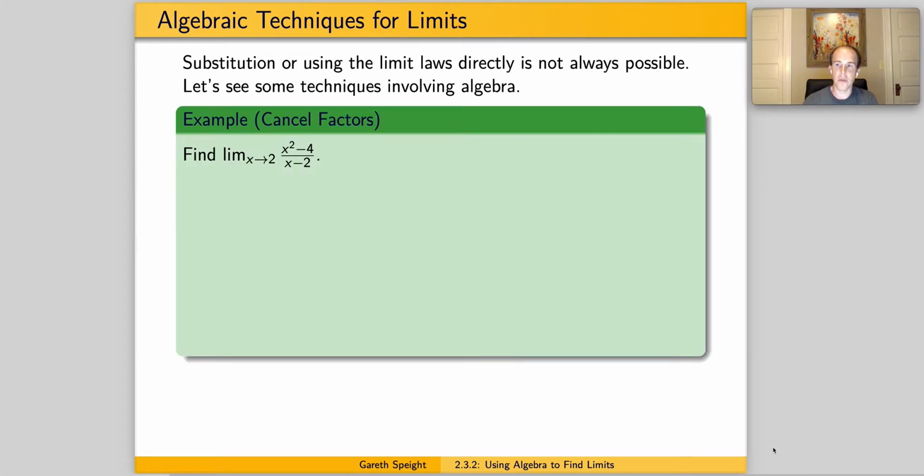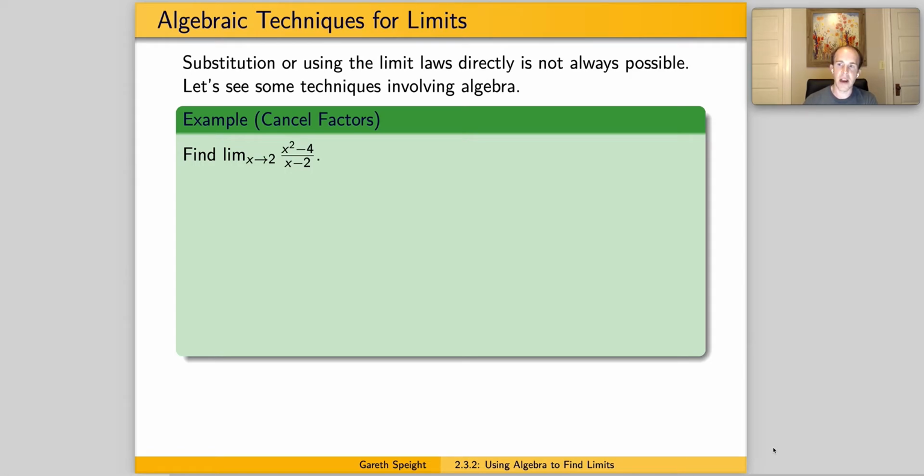So the first example, the moral is going to be canceling factors. So for example, let's look at the limit as x tends to 2 of x squared minus 4 divided by x minus 2. And if we want to go back to the tools from the last video, well, we can't use the quotient rule. I mean, we cannot say it's the limit of the top divided by the limit of the bottom, because the limit of the bottom would be the limit of x minus 2 as x tends to 2. That will be 2 minus 2, that will be 0. So we can't apply that rule.